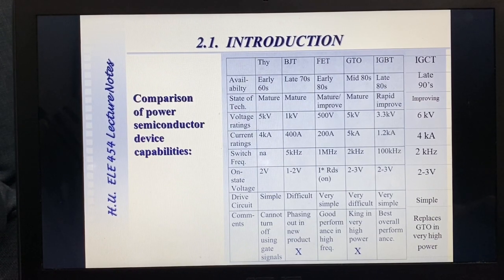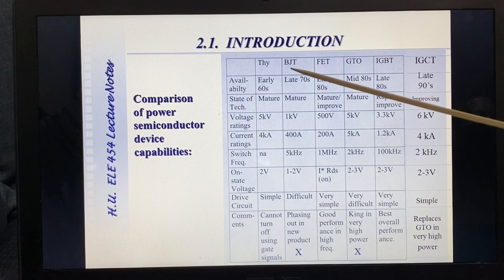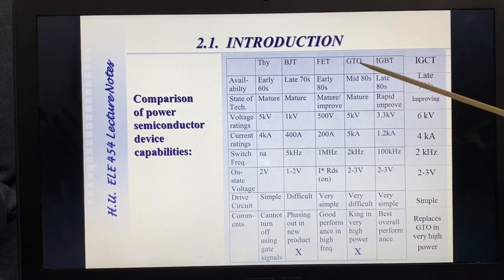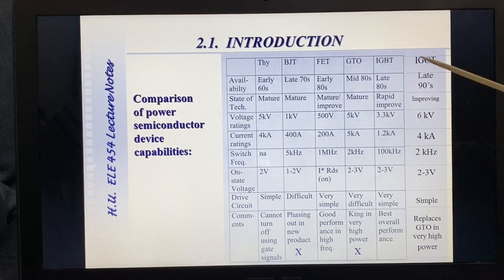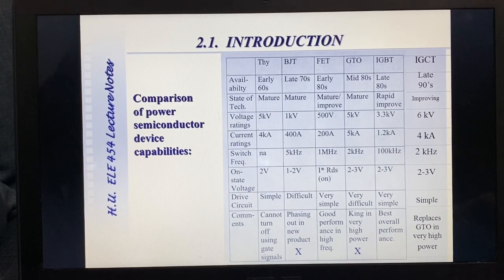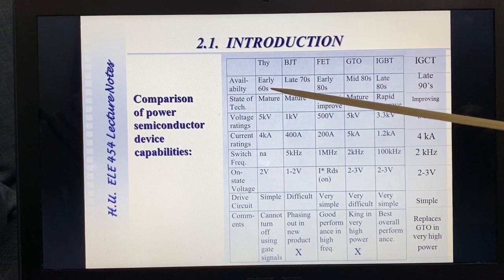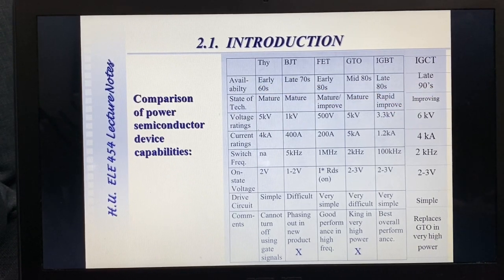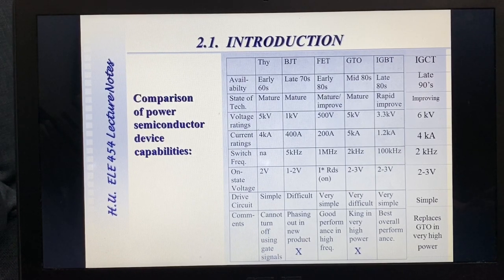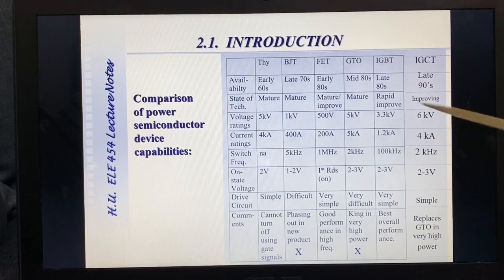So let us see the power semiconductor device capabilities now, a comparison of the most widely used ones. The thyristor, power BJT, power MOSFET, GTO (gate turn-off thyristor), the insulated gate bipolar transistor, and the integrated gate commutated thyristor. These are the major devices. They were developed and became commercially available from the early 60s up to the late 90s. The state of technology is mature for most of them.